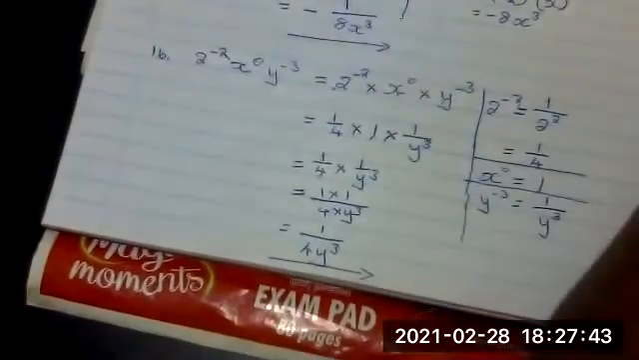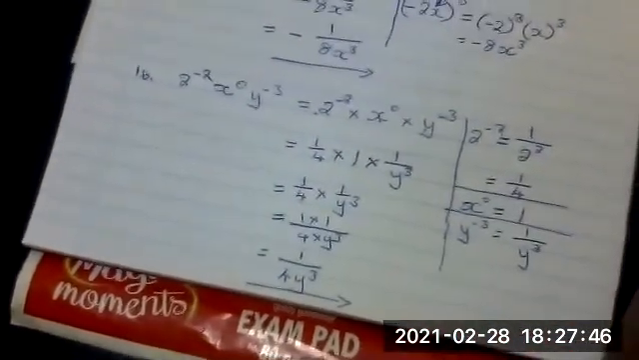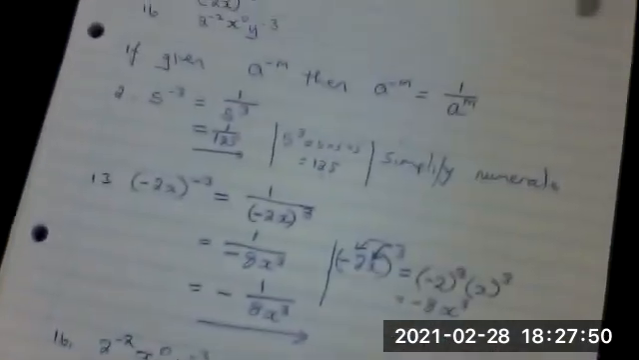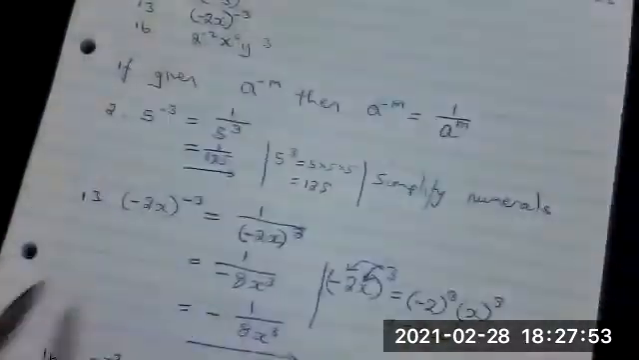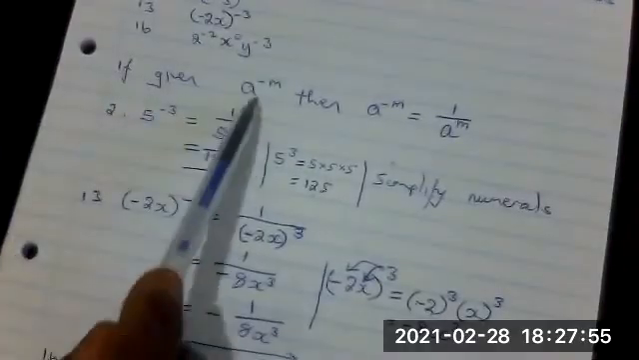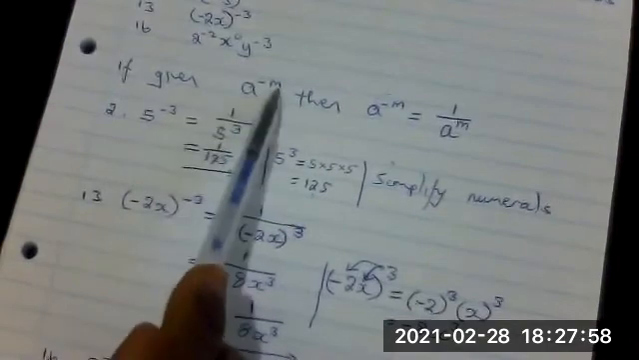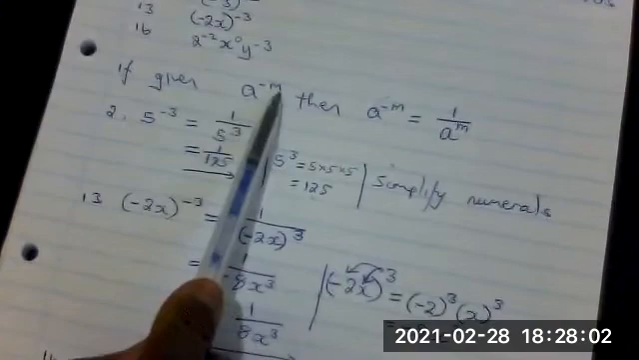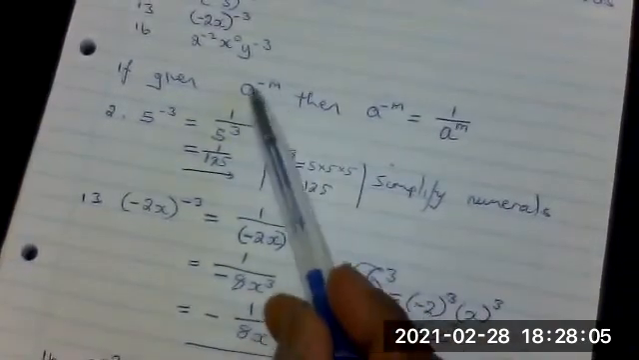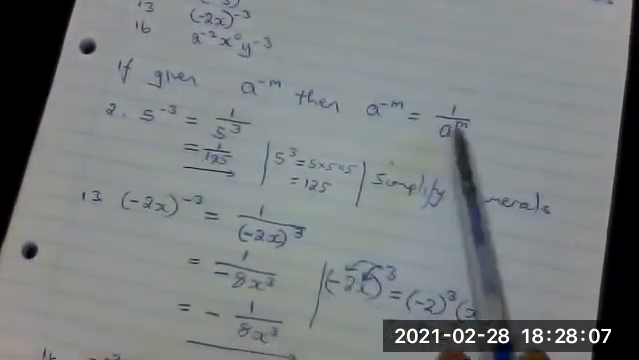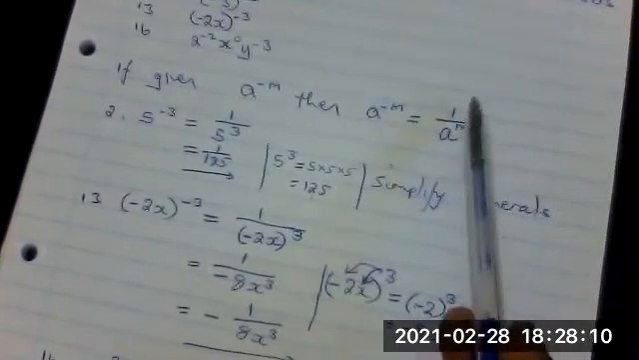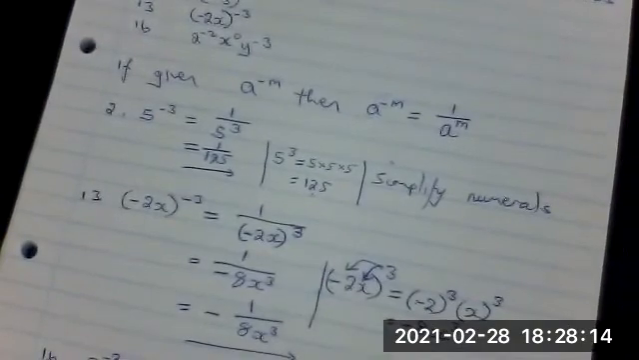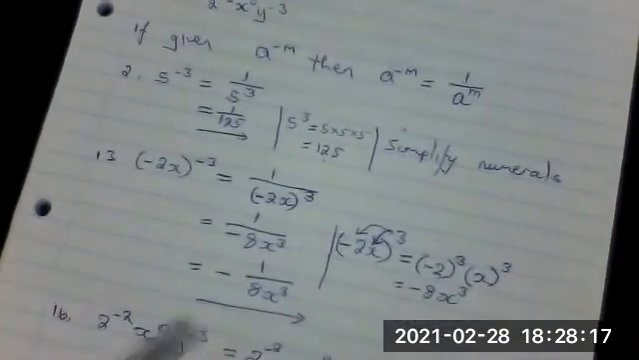So, boys and girls, whenever we are dealing with a negative exponent, always remember the law of negative exponent, which says if your base is having a negative exponent, then the base with a positive exponent goes into the denominator and the numerator will be 1. That's negative exponents. Thank you, boys and girls.